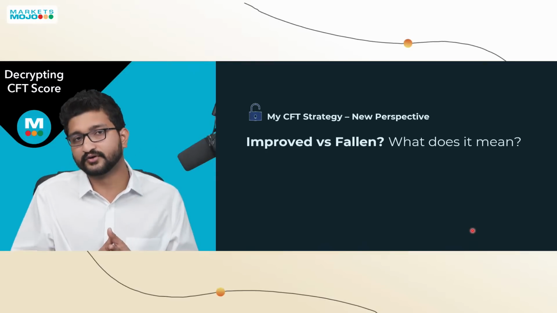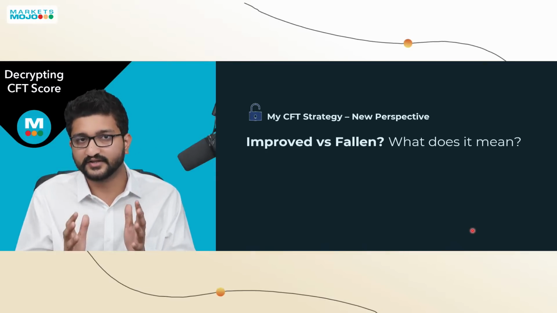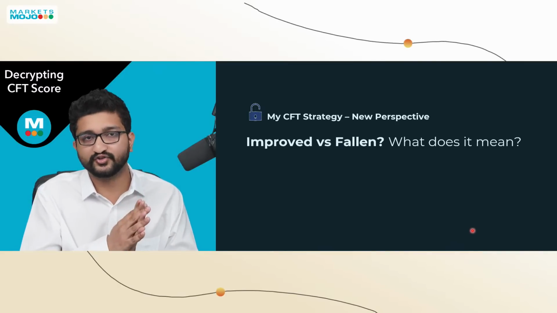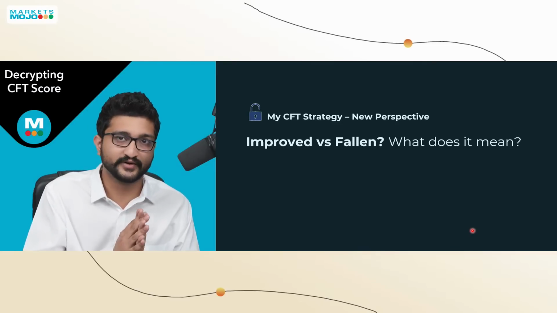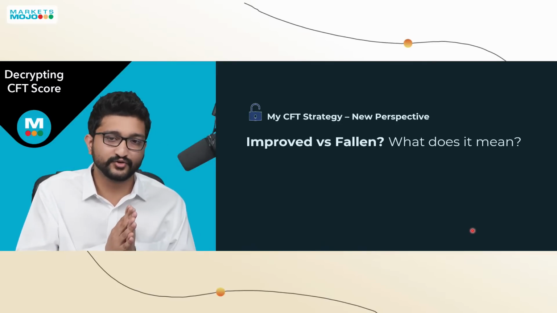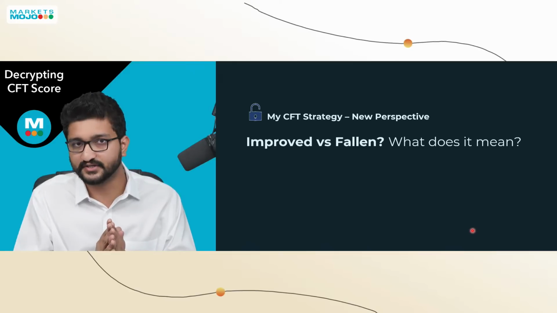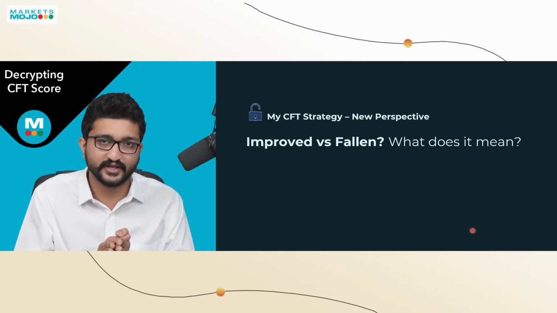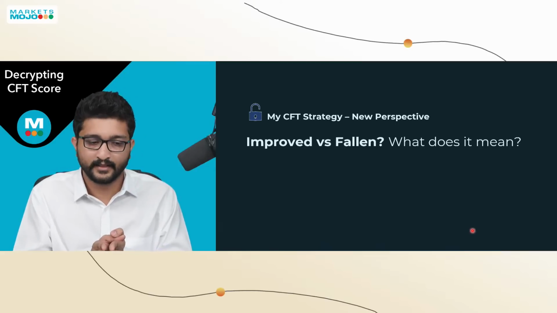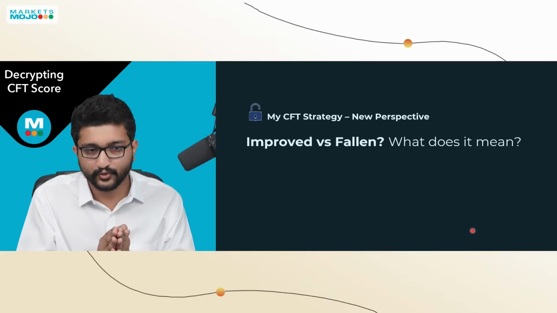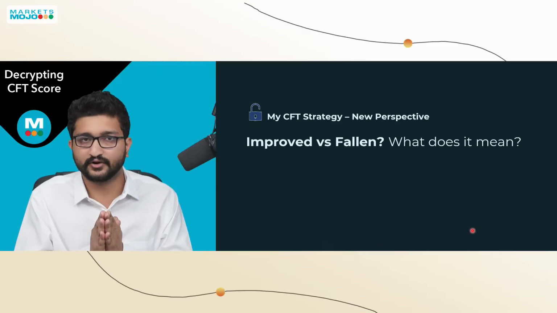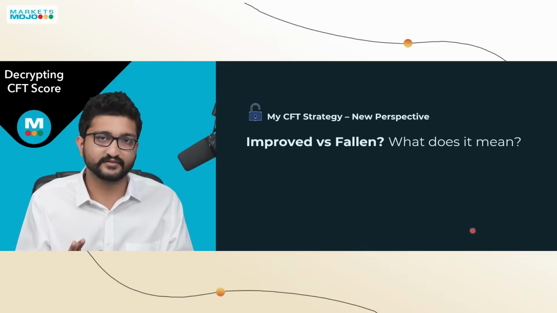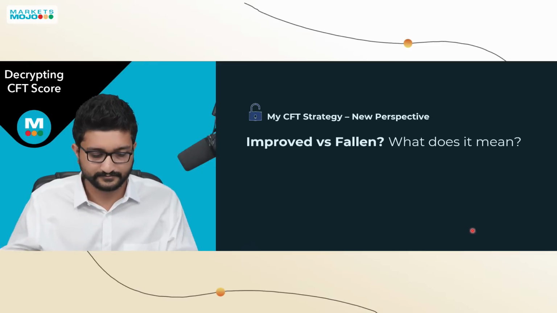Now that you all have understood what is CFT score, what all factors we look at, we also looked at how Markets Mojo has used the CFT score in its own analysis. But today I present to you something which is my own CFT strategy, and I'm trying to give you a new perspective. Let's look at CFT score in a different way itself. I've mentioned two words over here, improved versus fallen. I'll take you across what it exactly means, and it's a completely new perspective, which will help us pick winning stocks going forward.